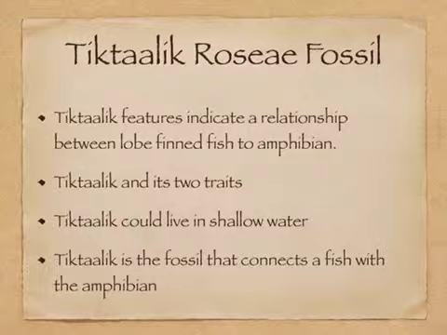Tiktaalik's two traits are: one, the animal had ribs which helped them breathe on land; two, fewer bones in its limbs that made the animal similar in the number and position to land creatures. Tiktaalik could live in shallow water to find food or to avoid predators. Overall, the Tiktaalik is the fossil that connects a fish with the amphibian.